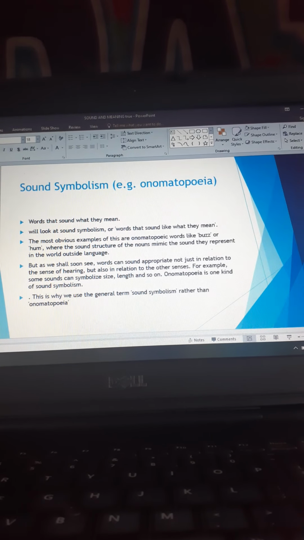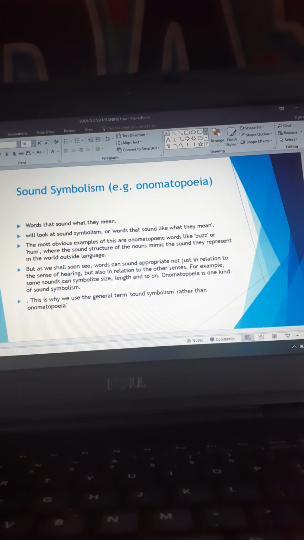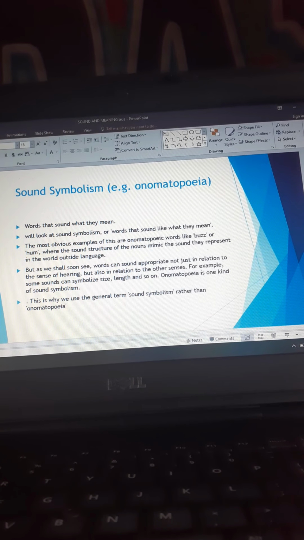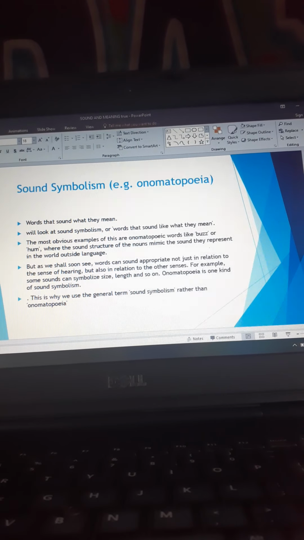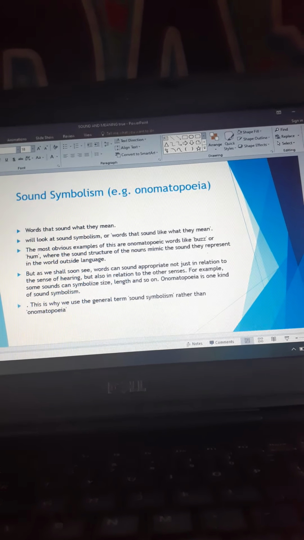For example, some sounds can symbolize size, length, and so on. Onomatopoeia is one kind of sound symbolism. This is why we use the general term sound symbolism rather than onomatopoeia.